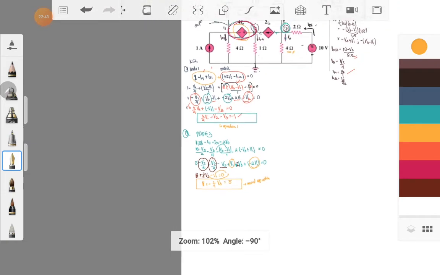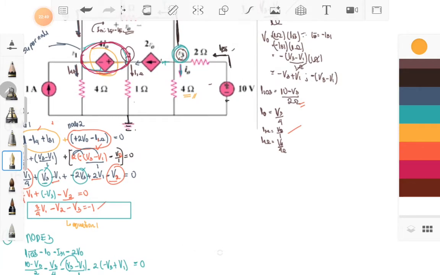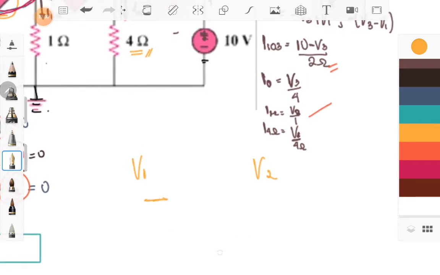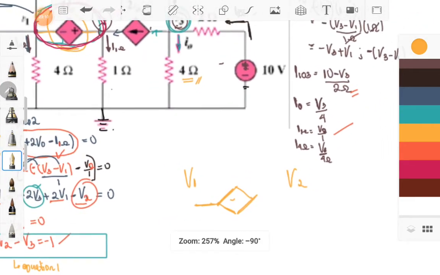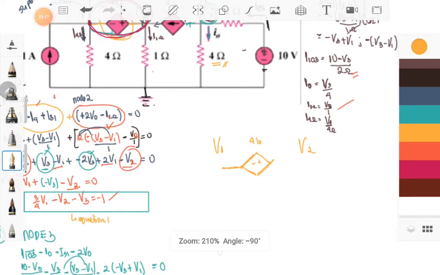After getting your second equation, we need a third equation. Our third equation is that you will isolate your V1 and your supernode. This is our V1 and this is my V2. Isolating this one, I have my supernode, with the dependent voltage source equal to 4IO. And this is my V1. We also have this 4 ohm resistor connected to the ground, as you have seen. And then we have our V2.